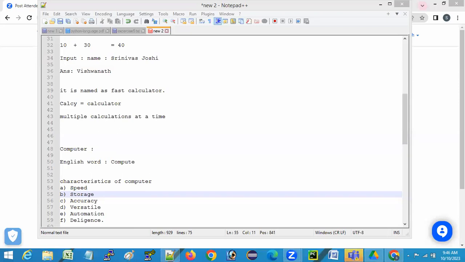So remember, the first characteristic of a computer is speed, the second is storage, and the third is accuracy. The three are most important. And the fourth characteristic of the computer is versatile. What is meant by versatile? Versatile is nothing but the ability to do any task. Any task in the sense what? What do you mean by that?